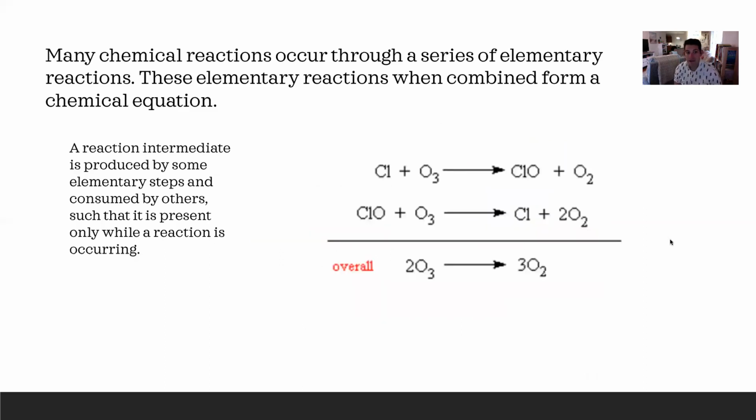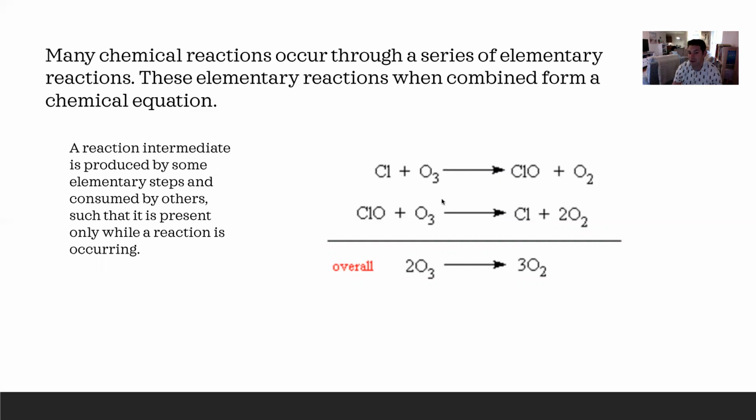All right. So again, a reaction intermediate is produced by some elementary steps and consumed by others such that it is present only while a reaction is occurring. What that is saying is the intermediate never makes it to the end.